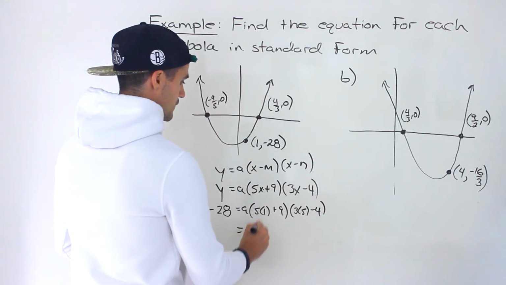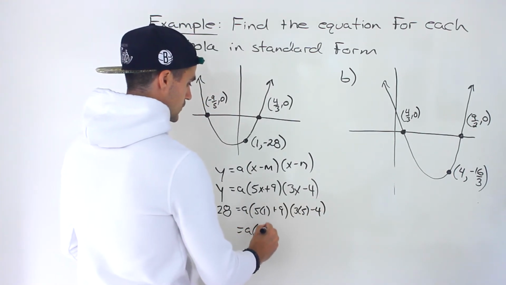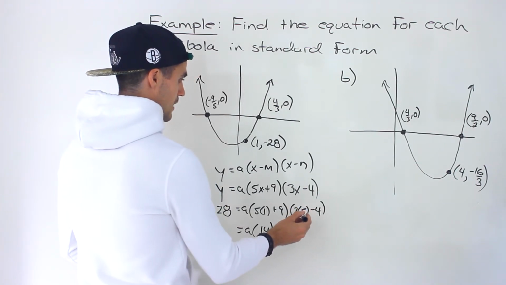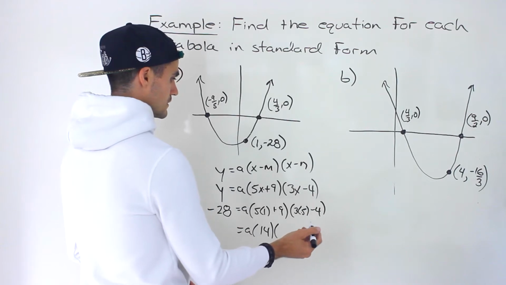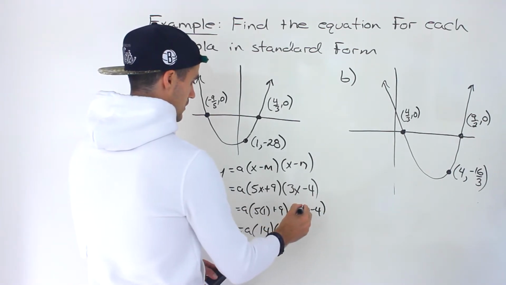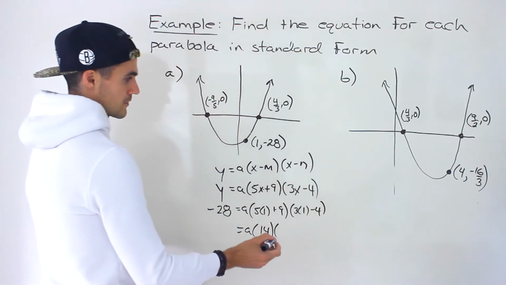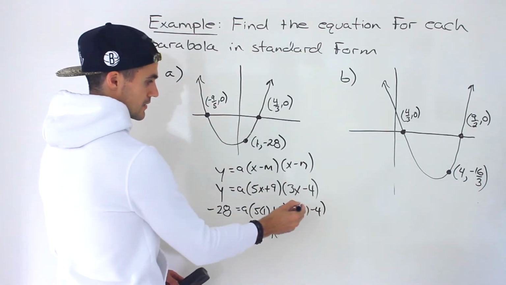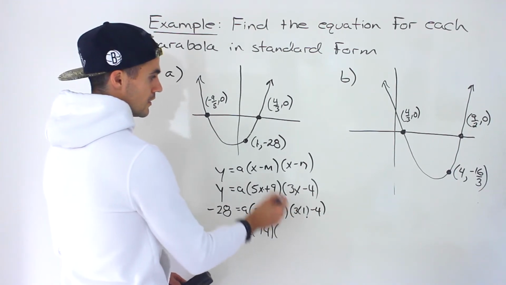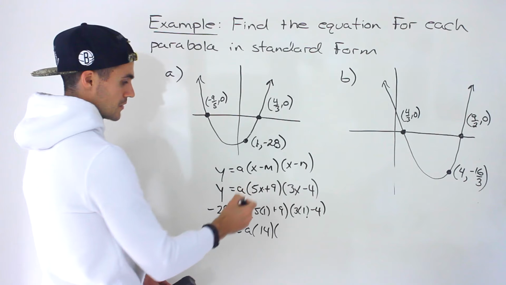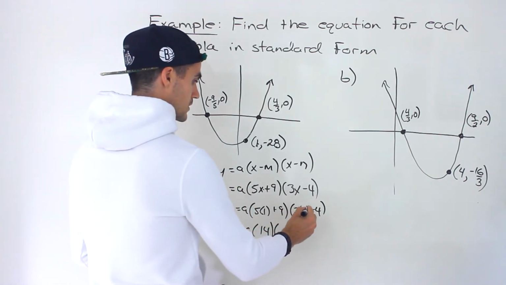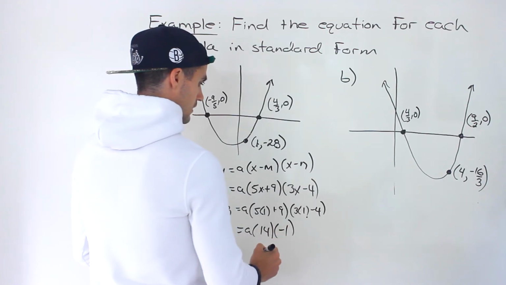So this would be 5 times 1 is 5, plus 9 gives us 14. 3 times 5, wait, where did I get the 5? Sorry, I got confused there. There should be a 1 over here, right? We're plugging in 1 for x. I don't know where I got this 5. Maybe I was thinking of this 5 over here. But we're plugging in 1 for the x values. We're plugging in -28 for the y value. So 3 times 1 is 3 minus 4 gives us -1.